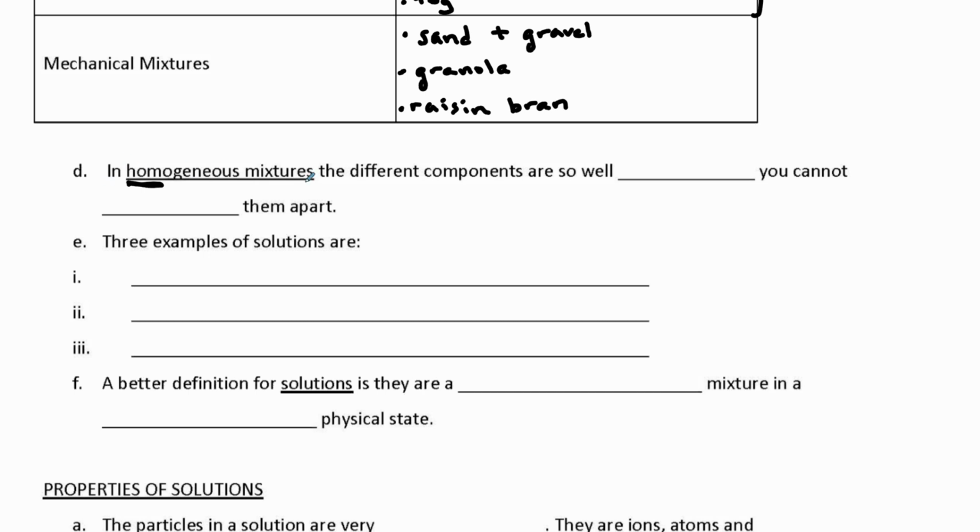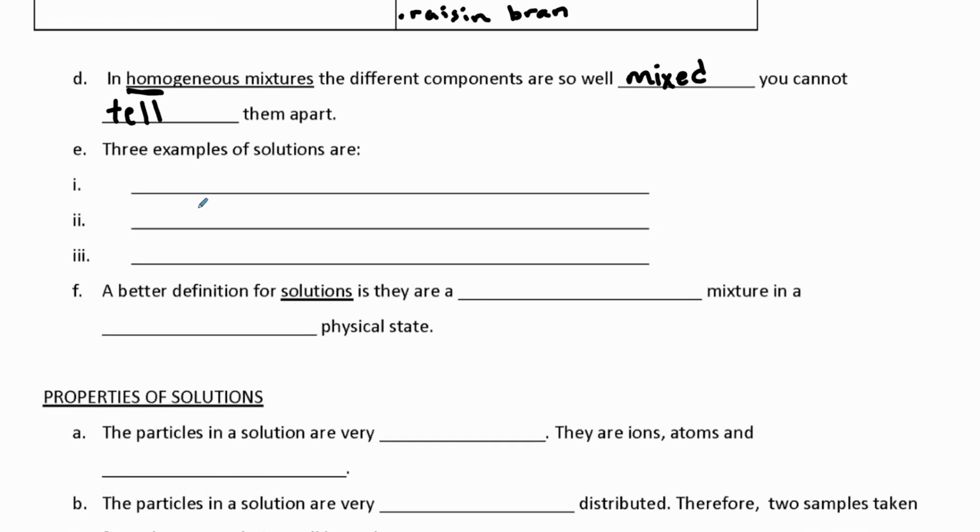Homogeneous means it's the same throughout. Okay, so it's still a mixture, so it's not made of one pure substance, it's made of at least two, but it's so well mixed that you cannot tell them apart. You can't see those different components. So it appears uniform, even though it's made of more than one pure substance.